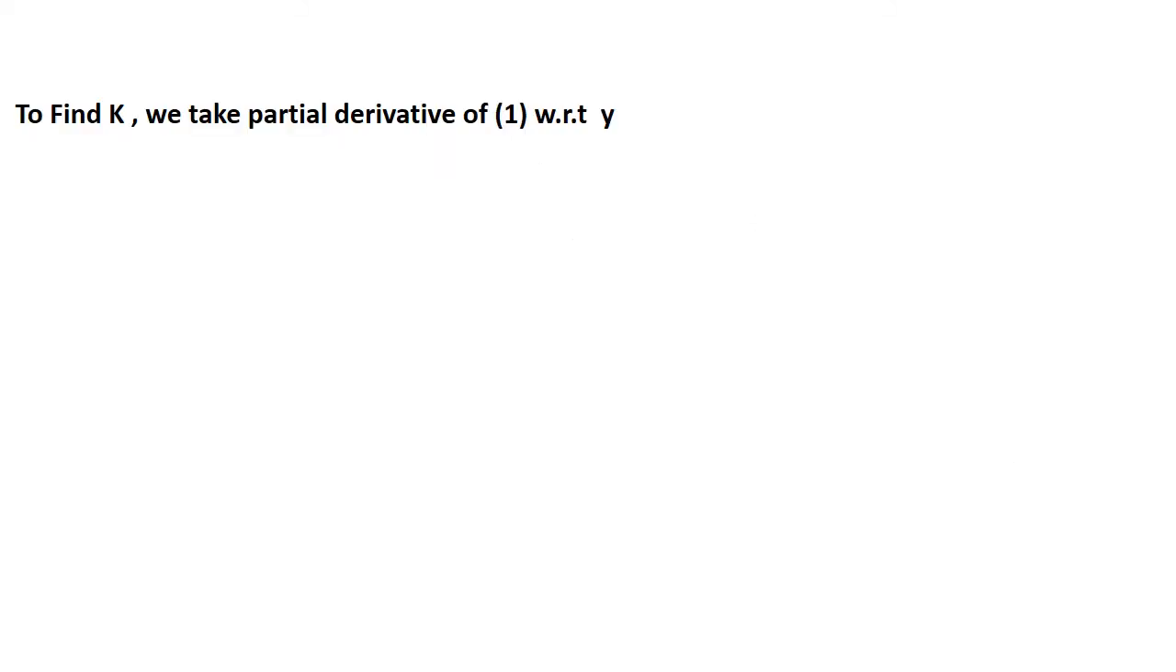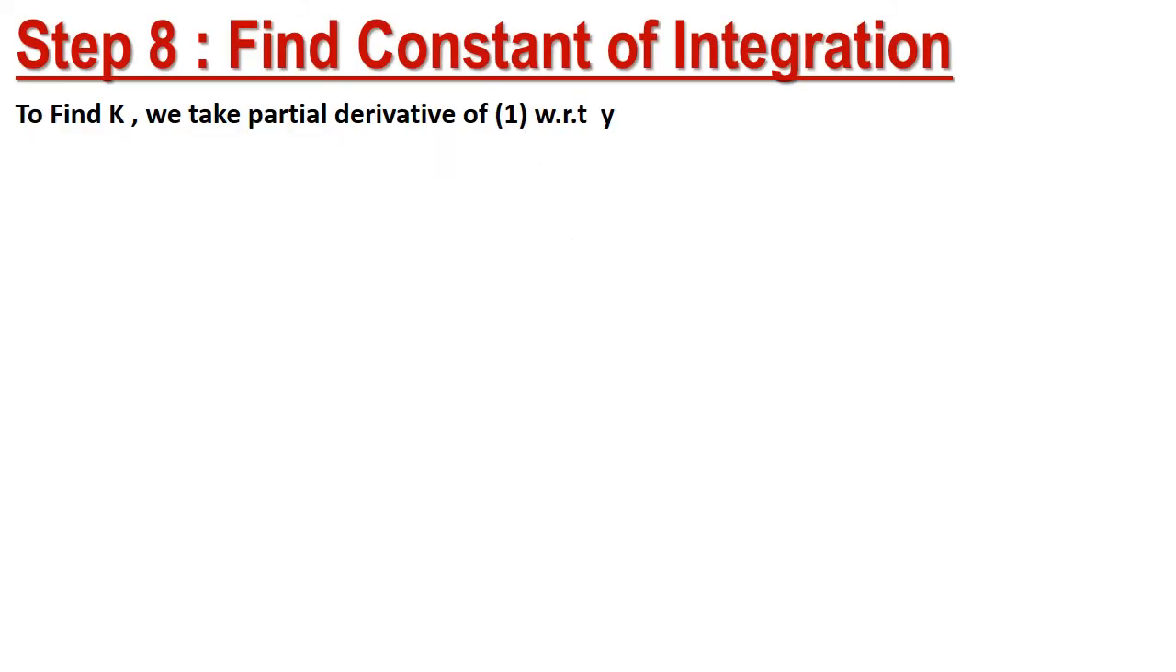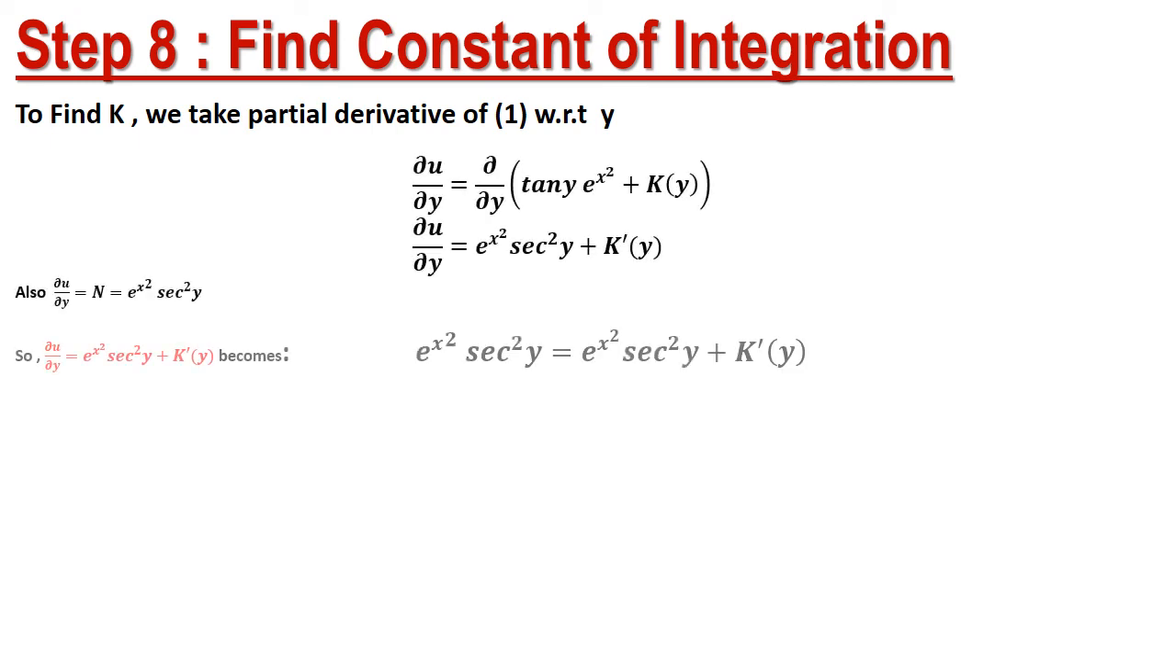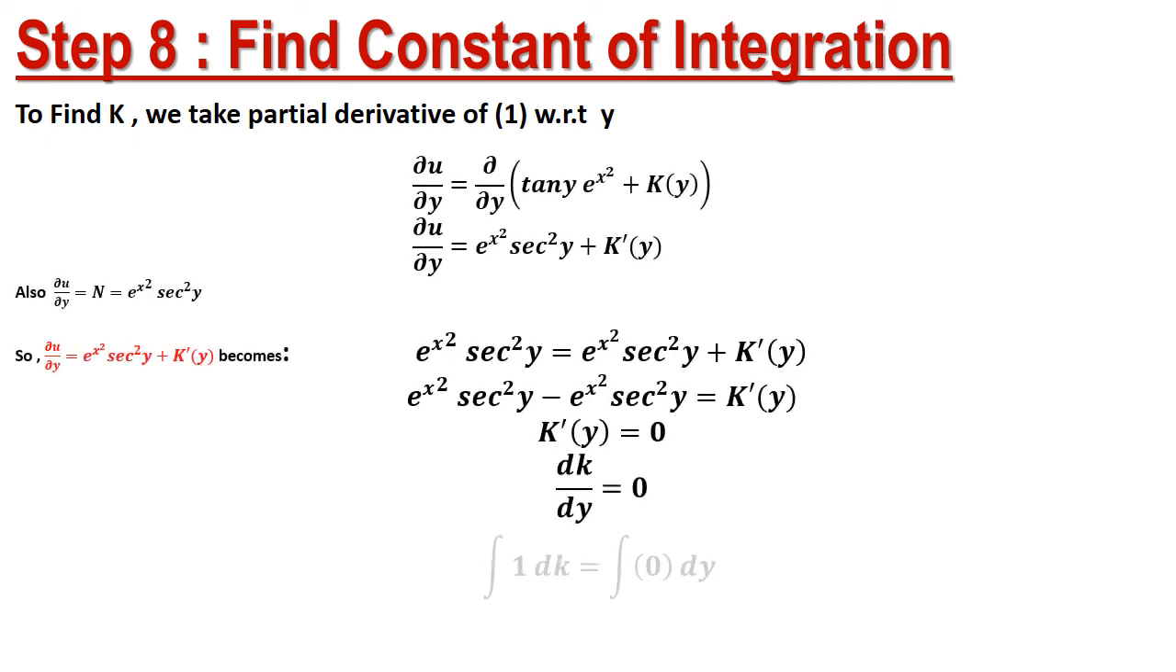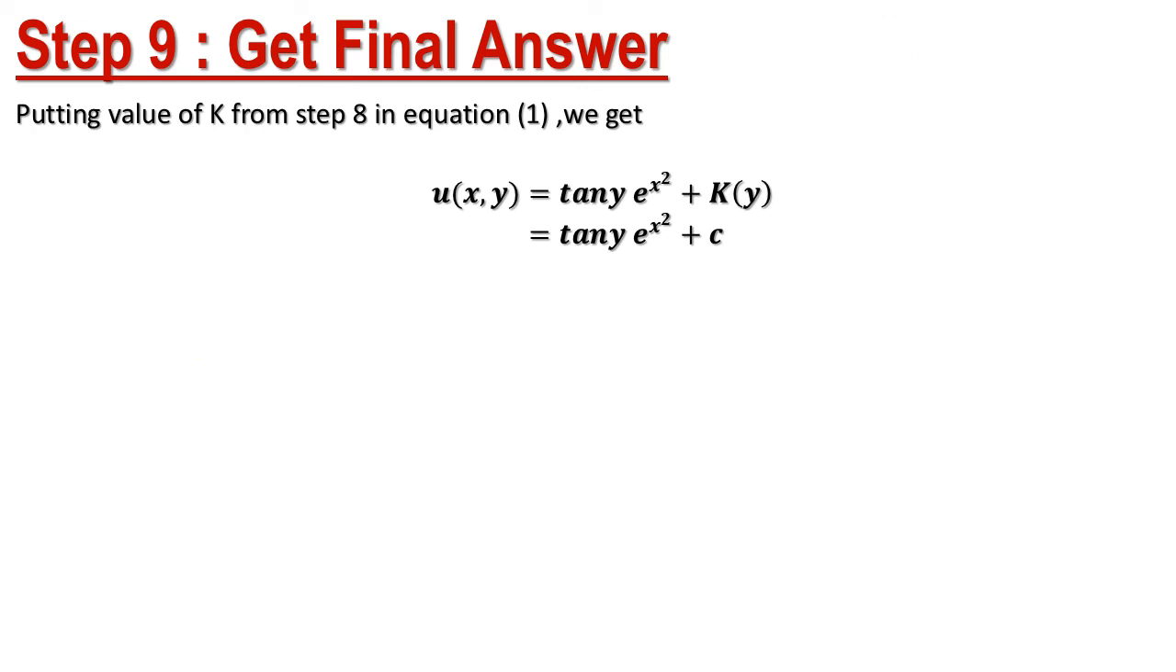Now we have to calculate the value of k, the integration constant, by taking the partial derivative of u with respect to y, of equation 1 in the previous step. Follow the steps, as shown, to get the value of k.